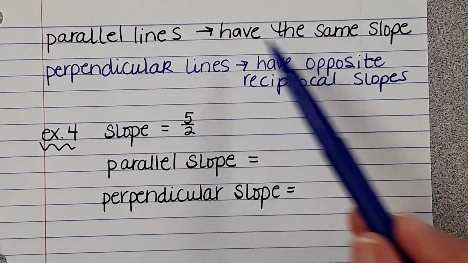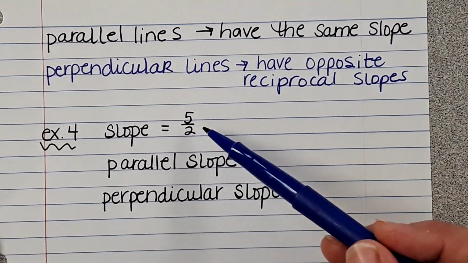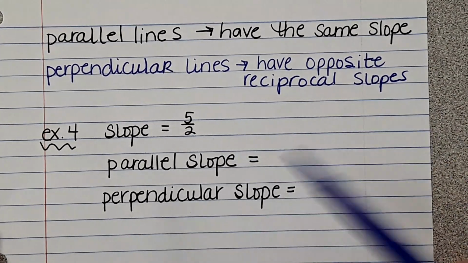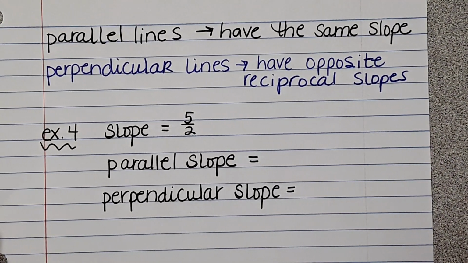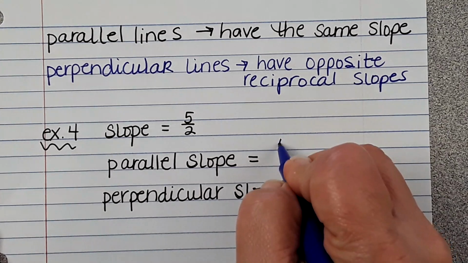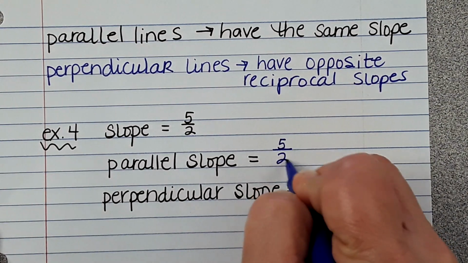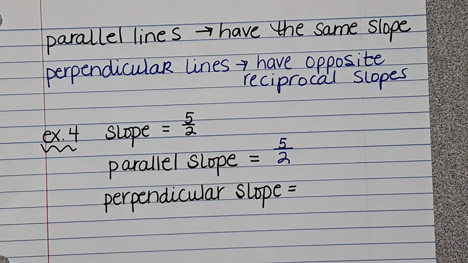So, parallel lines have the same slope. So if the slope I gave you was 5/2, what is the parallel slope? 5/2. Yep, it is 5/2. So parallel lines have the same slope. So whatever slope is given is the same slope for a parallel line.